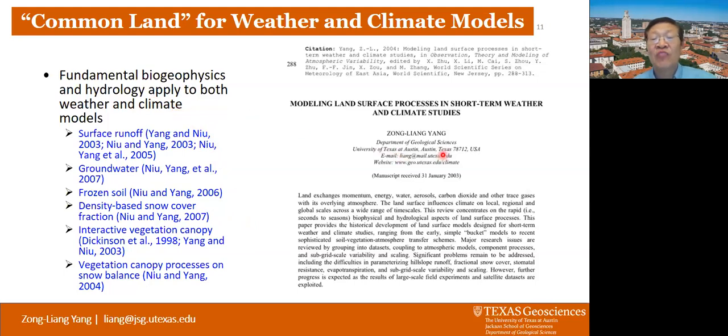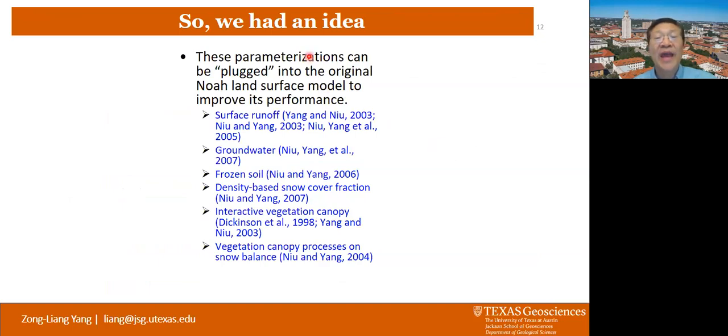I wrote this review article in 2003, which was published in 2004, which described that kind of thought process. So we had the idea that those parameterizations talked about earlier, or listed below, can be plugged into the original NOAA model. Say, take those from CLM and plug them into the NOAA model, which would also lead to improvements in NOAA.